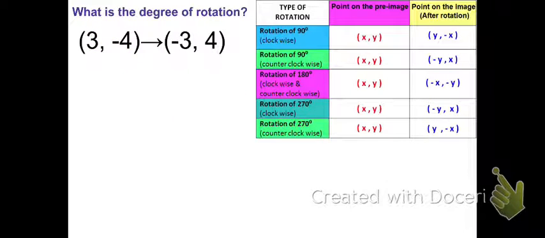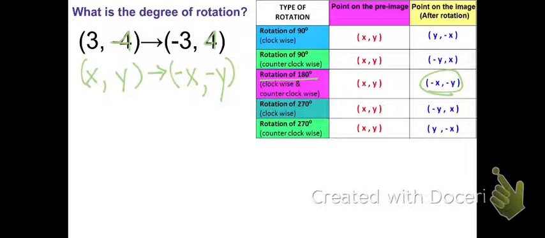Let's look at this one. Notice the 3 is in the same spot. The X coordinate is still first, but it's the opposite sign. It was positive, now it's negative. So X becomes the opposite of X. And the same with the Y coordinate. -4 now became +4. So it's the opposite of Y. So if you look at our table here, we see that this has rotated 180 degrees.